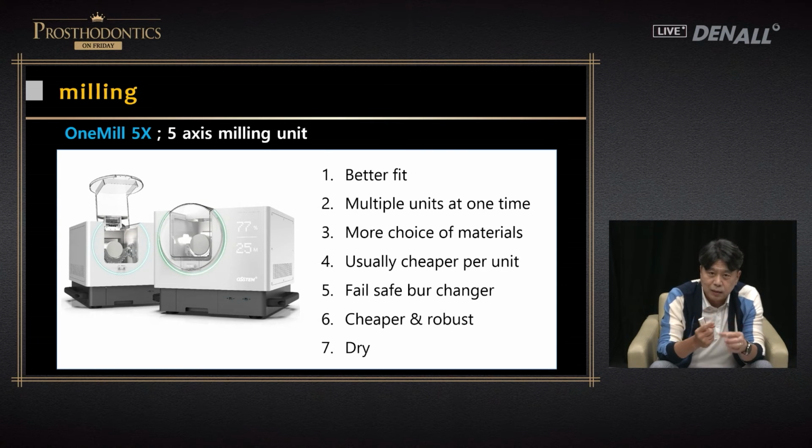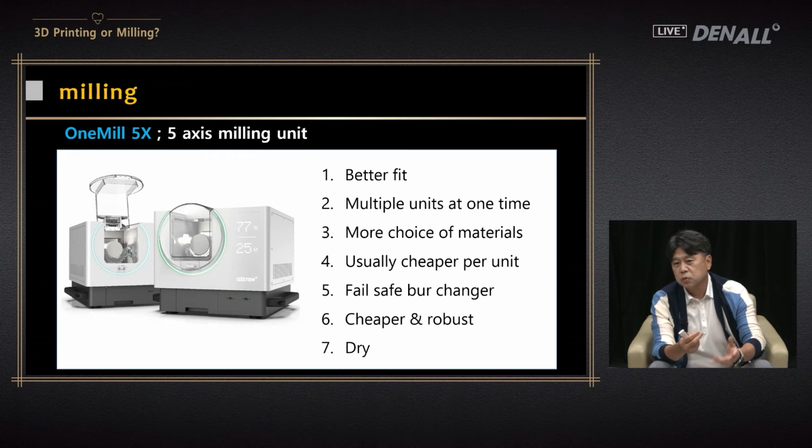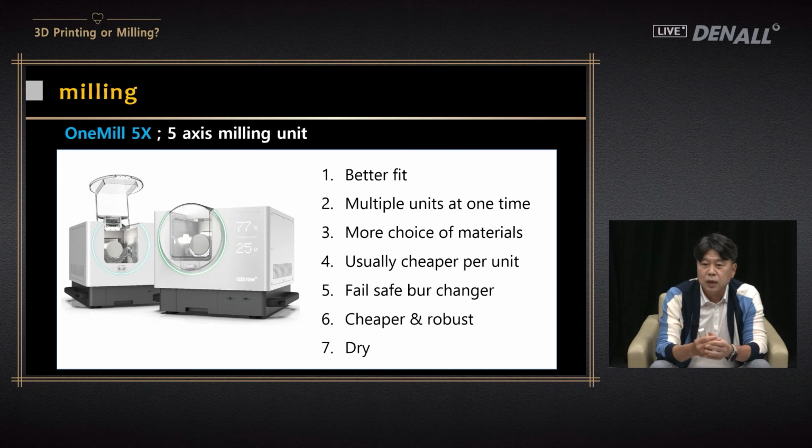In terms of the 4-axis unit, they use a block, and the block is expensive. Discs are printed and supplied, so the unit price is much cheaper. A 5-axis unit has the bur changer, easy to use, and it's cheaper compared to the 4-axis unit, and it is robust. And in general, dry technique is used. Water spraying is not used. And using vacuum, the dust is suctioned out.